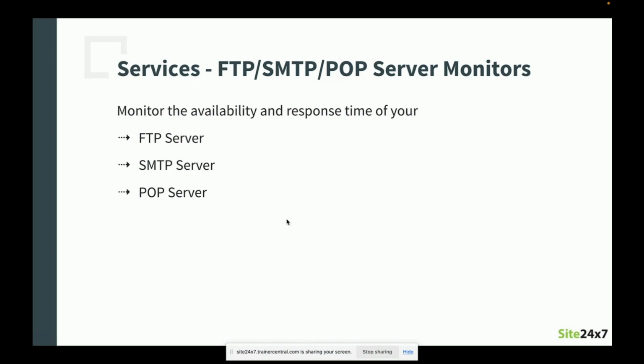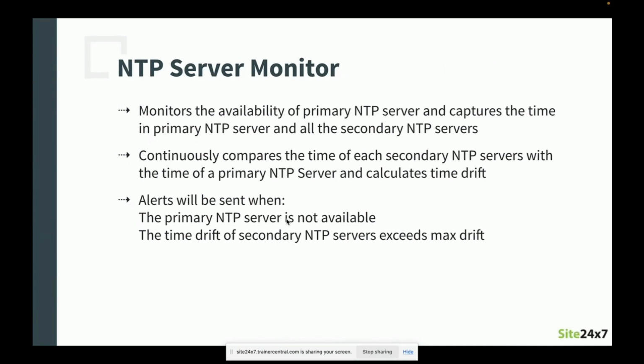And you can monitor your network time protocol server as well. So by default, when you configure it, we monitor the availability of your primary NTP server. We capture the time in the primary NTP and all the secondary NTP servers if you configure them. So you get to choose whether you just want to check the availability of the NTP server, or whether you want to compare the time of each secondary NTP server with the primary, so that when there is a difference, when there is a time drift, we send an alert. That is, if the NTP server exceeds a maximum drift, we send you an alert. And if the primary is not available, we send you an alert.